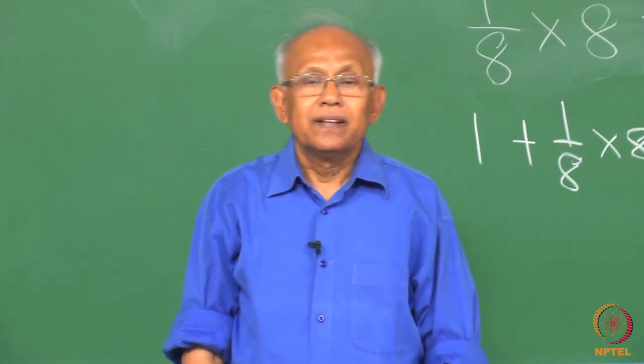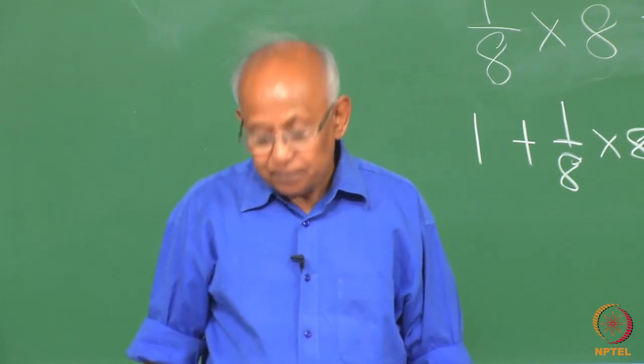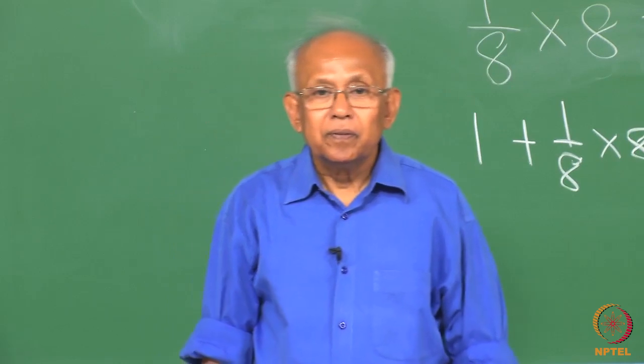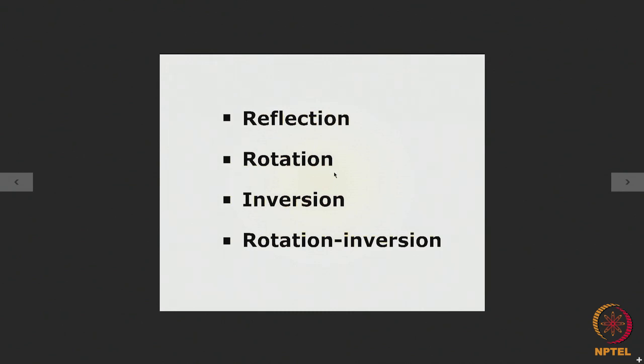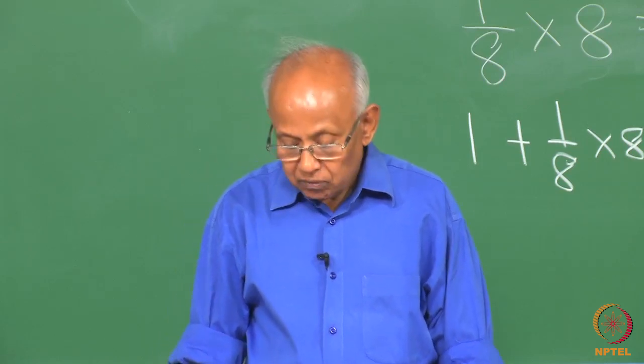Now, so far as the symmetry elements are concerned, these are one, a plane of symmetry, and the function of a plane of symmetry is to cause reflection. Then we can consider another kind of symmetry element, which is an axis of symmetry and which causes a rotation to take place. And then there is a third symmetry element, which is known as center of symmetry, which causes inversion, and there can be another axis of symmetry which is known as rotation inversion symmetry axis, which causes rotation and inversion both.